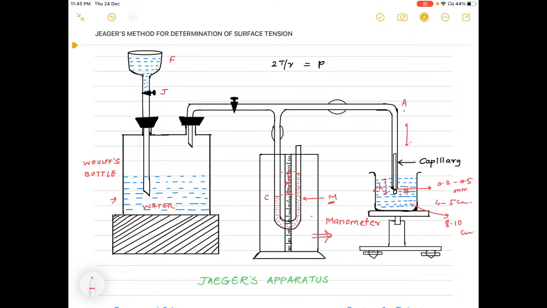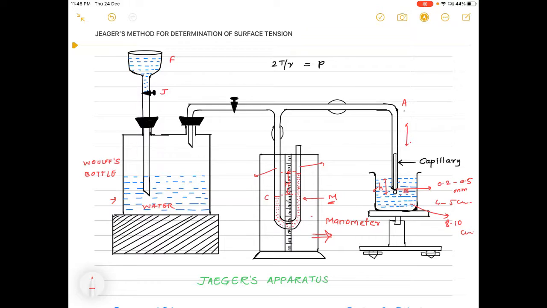Now the liquid used in the manometer is other than water, with lower density, so that the difference in level in the two limbs will be large. These are the two limbs of the manometer, and the liquid placed inside it is different from water, so that the difference between the two limbs will be large. Due to capillary action, some liquid rises up into the tube AB. The shape of its meniscus is nearly hemispherical.